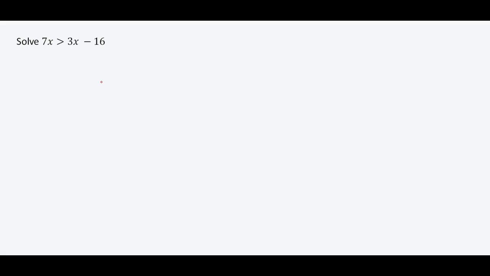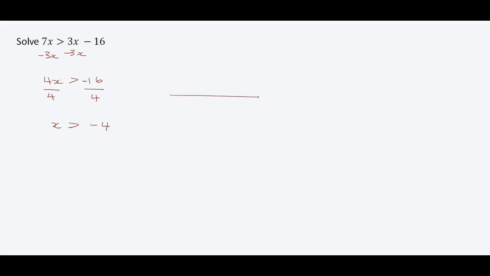So now we have this inequality here, 7x greater than 3x minus 16. So we're going to isolate the x. I always like to move the x to the left hand side if possible. So I'm going to take the x out of here. I'm going to subtract 3x, subtract 3x. So 7x minus 3x, that's 4x greater than negative 16. Now we divide both sides by 4. And so x is greater than negative 4.